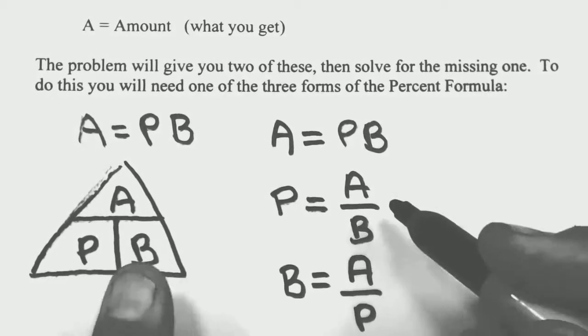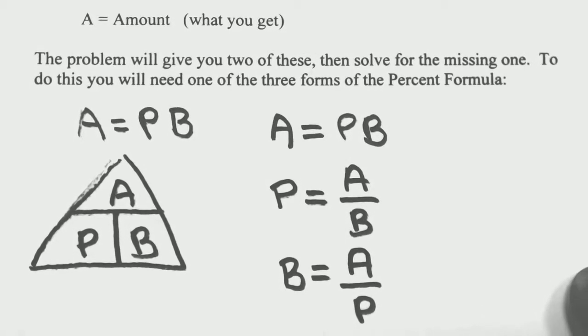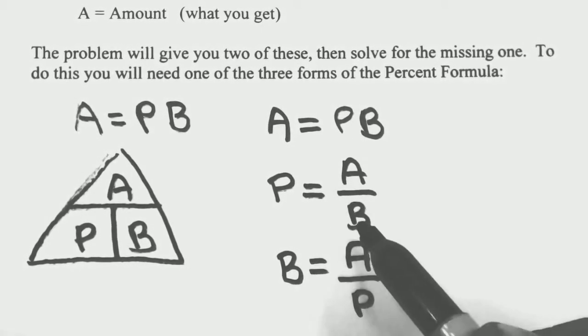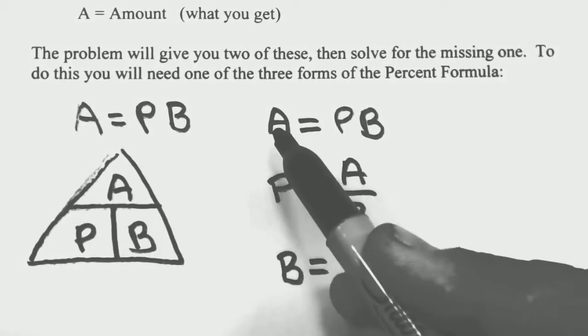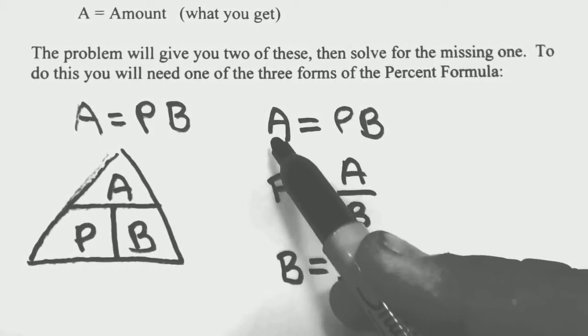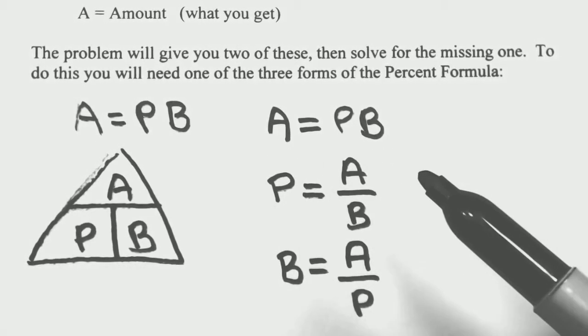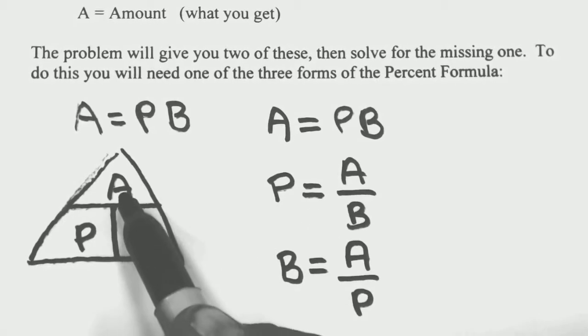Okay, now, you can get all these different forms of the percent formula just by rearranging the original one algebraically. But this is a nice quick little trick, and it works for simple formulas like this where there's one letter on the left and two on the right, and A equals PB happens to fit this pattern.